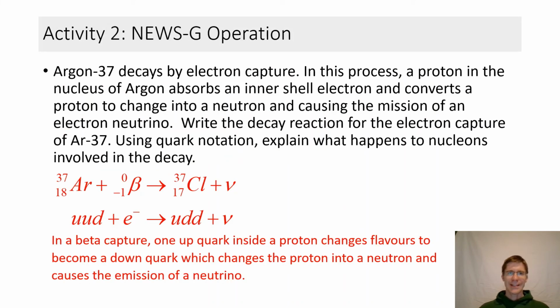The next activity looks at the operation of NUSG, and in this case, we're looking at the decay of argon-37 and the beta capture that's used. So like I said, there are several connections that can be made to the physics 30 unit on nuclear decay.